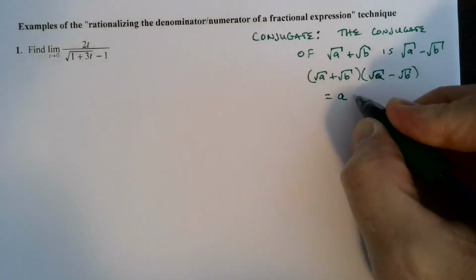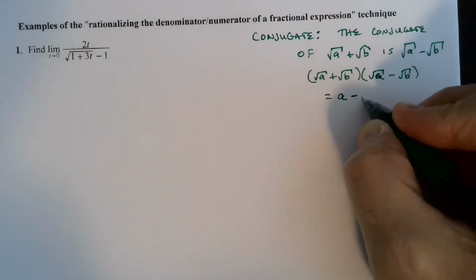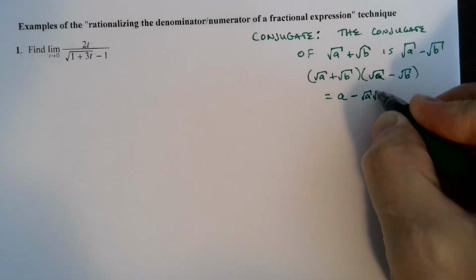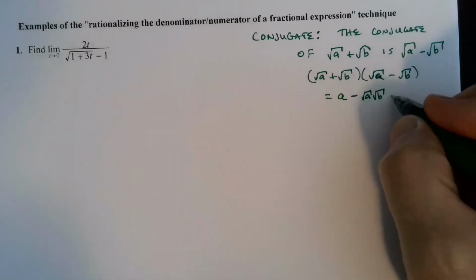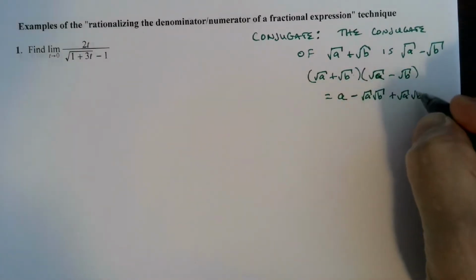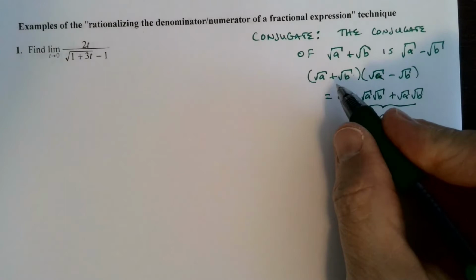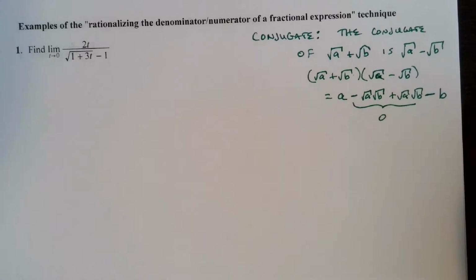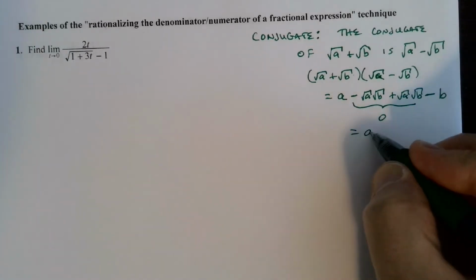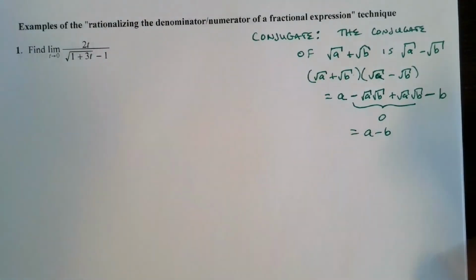The outer is minus, right? Positive square root of a times negative square root of b is negative square root of a times the square root of b, or the square root of ab. The inner, though, is what? Positive square root of b times square root of a. That's positive square root of a times square root of b. And what do you realize about these two things here? They combine to 0. Last is positive square root of b times negative square root of b, so that's minus b, right? Square root of b times square root of b is b. And so we're just left with a minus b, which is going to be rational, assuming a and b, of course, are rational numbers themselves.